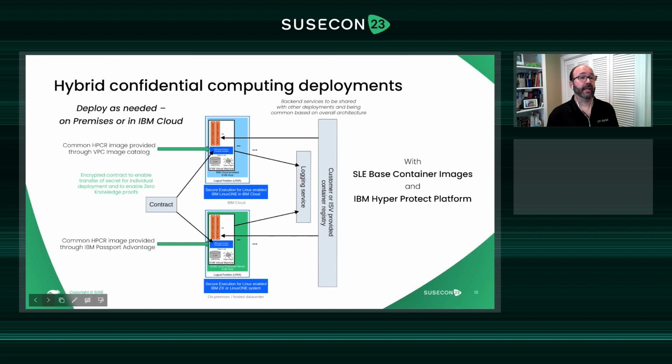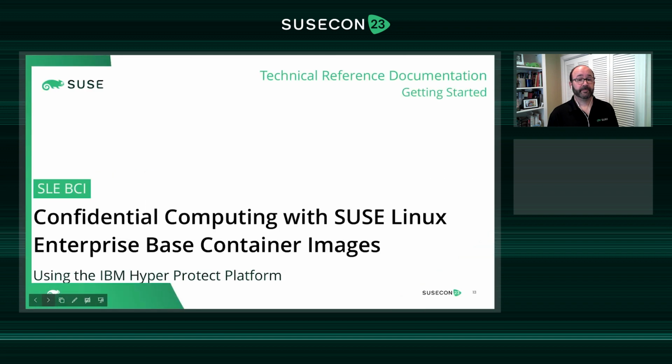We define a contract that enables the transfer of secrets during deployment and enables zero knowledge proofs. We'll talk more about this in the demo. Once that contract is defined, you simply deploy your image in the HyperProtect computing platform, connect to a logging service to provide observability into your workload, and then run the container within that environment.